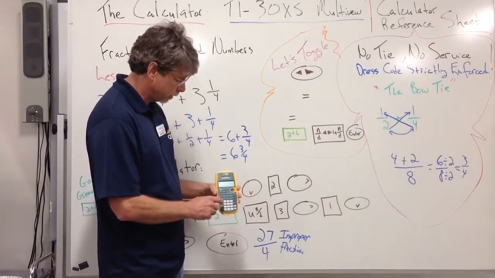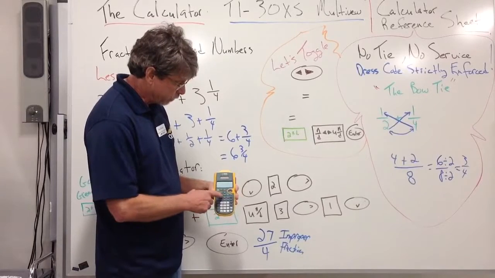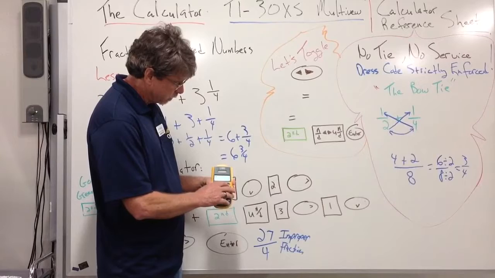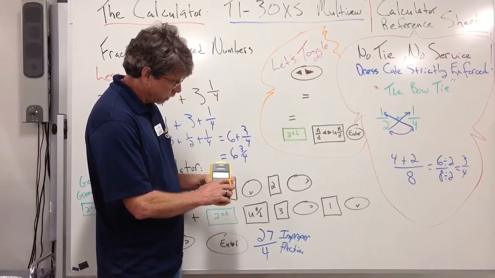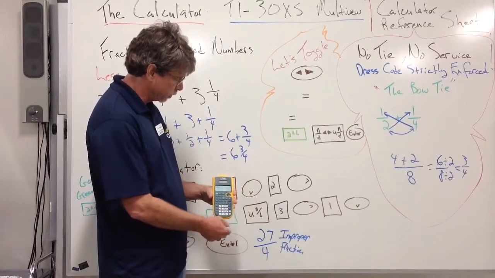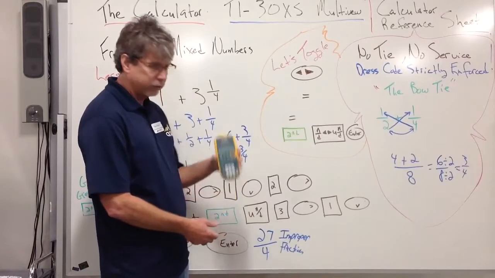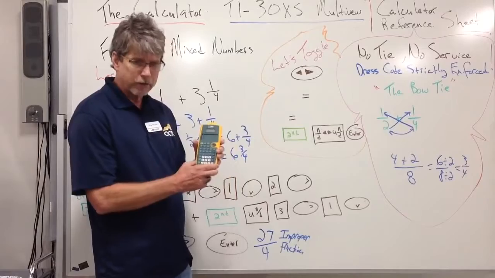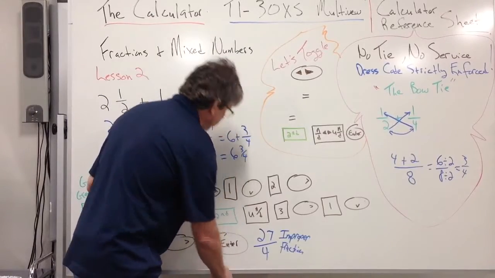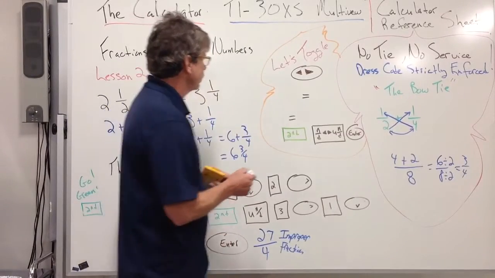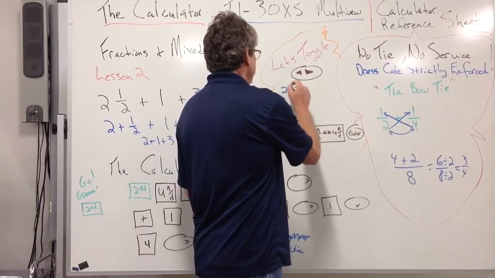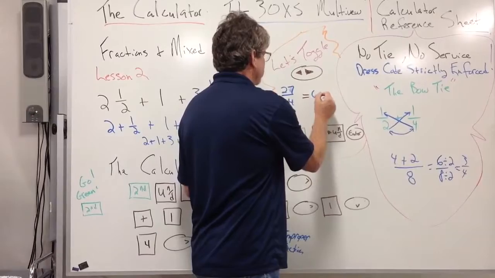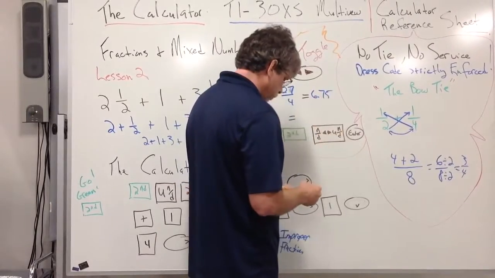I cleared my calculator. So if I have to re-enter the 27/4, I hit N over D, hit the 27, down arrow 4, hit the right arrow to get out beneath it. If I hit enter, it just leaves the 27/4. If I hit the toggle button, it'll actually change it to a decimal, 6.75. So 27/4 is going to be equivalent to 6.75. It'll change it to a decimal for me.